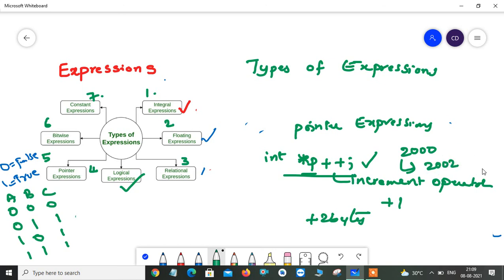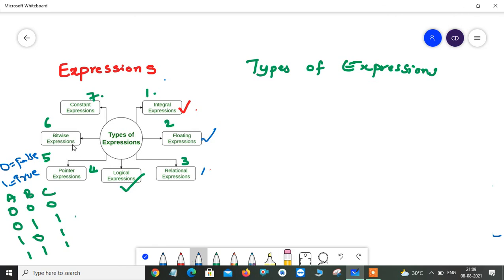So now these pointer expressions are used in your arrays concept as well as in the internal implementation of your stack operations in some cases. Okay, so this is about your pointer expressions.